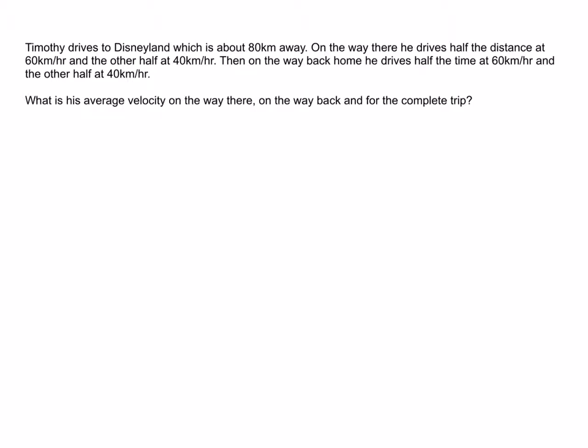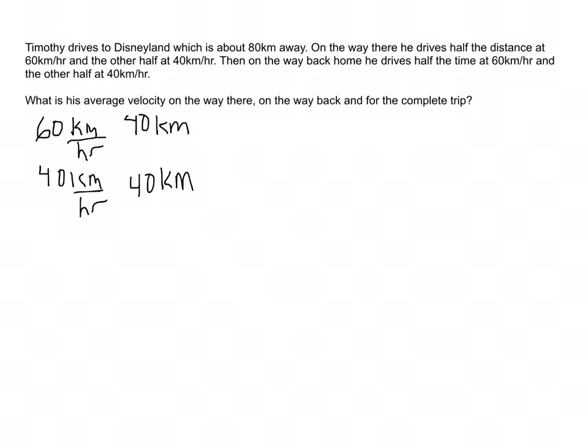So the first part of this trip is on the way there, and we're going to be going at 60 kilometers per hour for 40 kilometers. And then we're going to be going 40 kilometers per hour for the other 40 kilometers. This one here should seem pretty basic. If you're going to go 40 kilometers an hour and you're going to go 40 kilometers, then we know that the time is going to be equal to 1 hour.